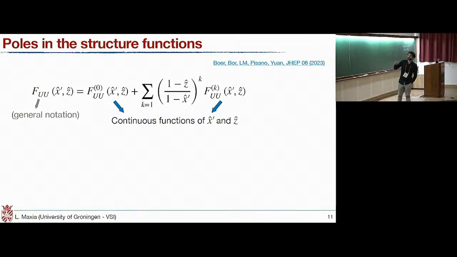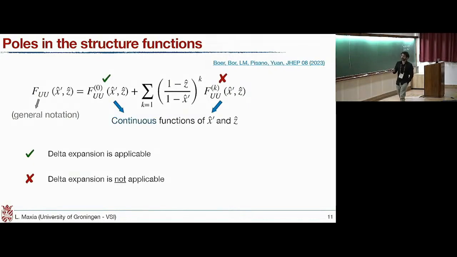I can expand in terms of poles of this kind, so you have 1 minus z divided by 1 minus x prime. And this function here, F_U0 and the F_Uk, for the different k orders of these poles, are continuous. Which means that for the first one, I can actually apply the delta, because that's a continuous function, so it's perfectly fine, it's well behaved. But if I have this kind of poles, although this function is continuous, I cannot apply it because I multiply by a non-continuous function. So in that case, they have to be treated differently.